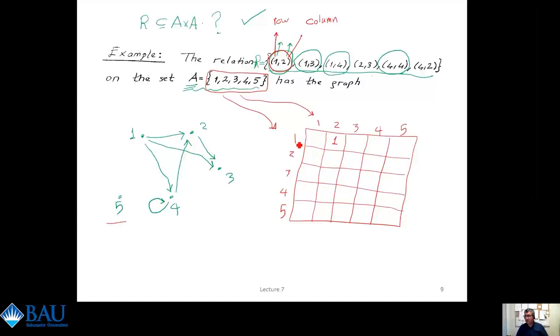Next one is 1, 3, we have it. 1, 4, we have it. 2, 3, we have it. 4, 4, we have it. And 4, 2, we have it. And for the rest, where we don't have the element, put 0 in all of them.